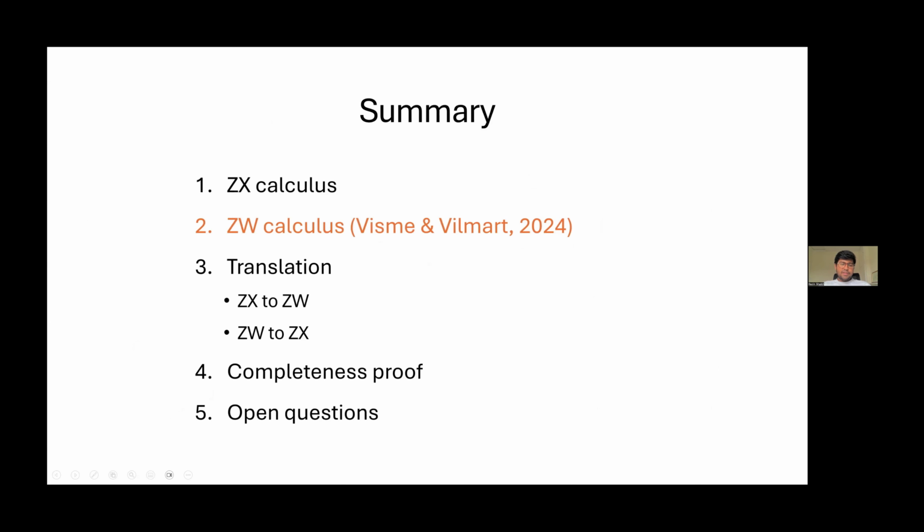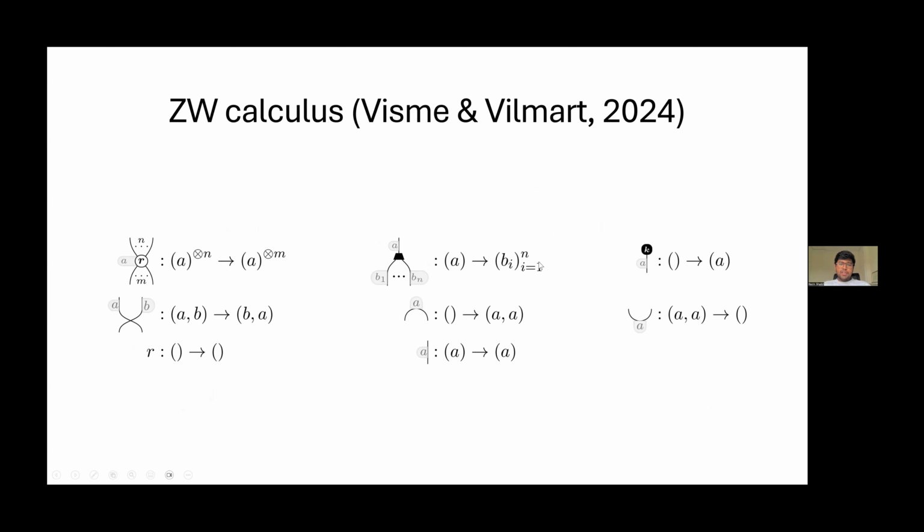Okay, so that's the summary of the ZX calculus for finite dimensions, with generators, interpretations, and rules. Now I'll talk about the ZW calculus, which is based on a paper by Wisma and Wilmar from last year. Inside the ZW calculus, you have these generators, where here's the Z spider, which goes between n and m wires and has the same dimension along all of the legs.